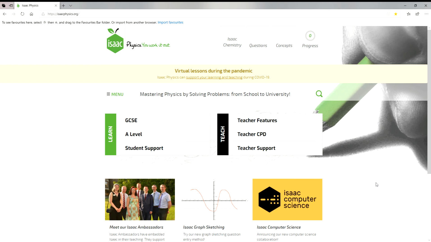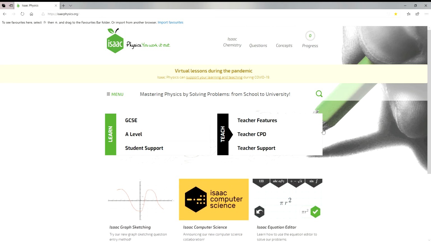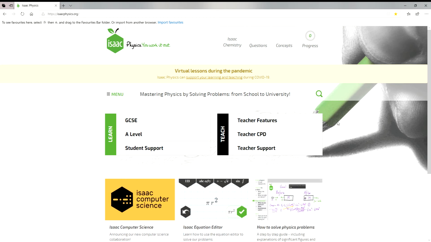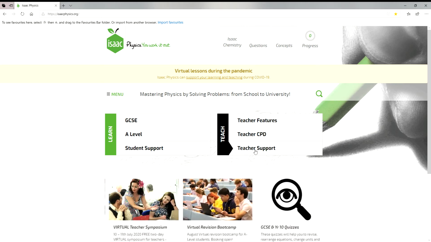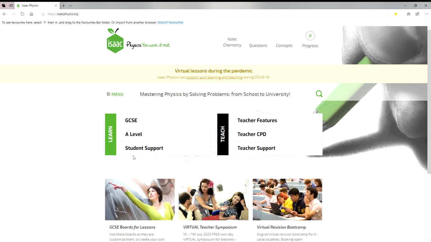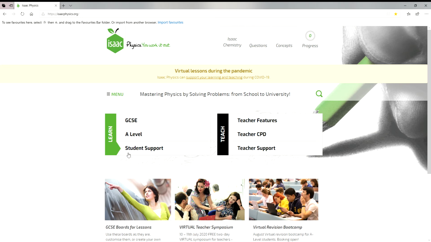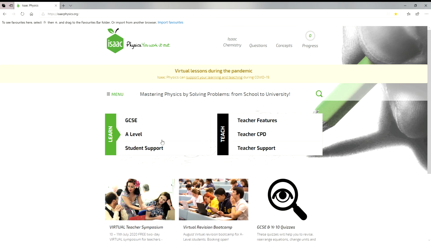I'm using the gaming function on Windows to record it, so you should be able to see me as I click. So this is the login screen for Isaac. Now I appreciate yours will look slightly different to mine, and that's absolutely fine. And on the left hand side here you've got Learn, which you should have in yours. You just won't have Teach stuff on the right hand side.